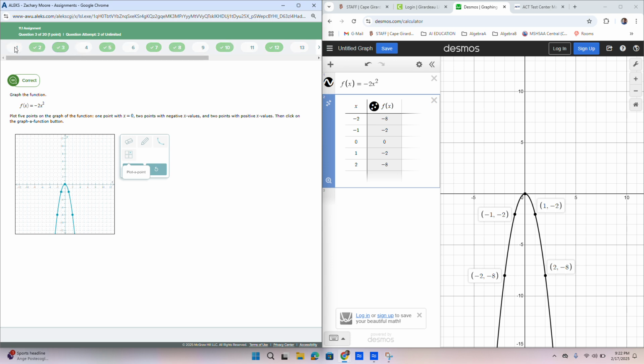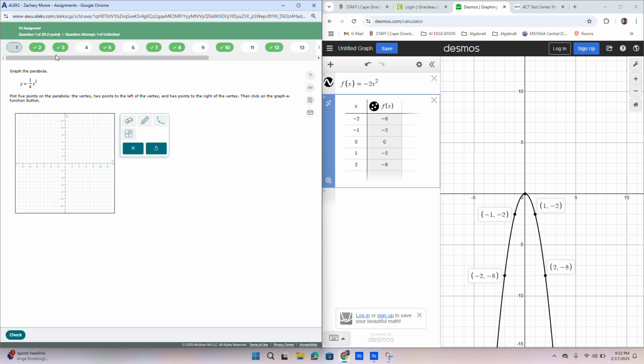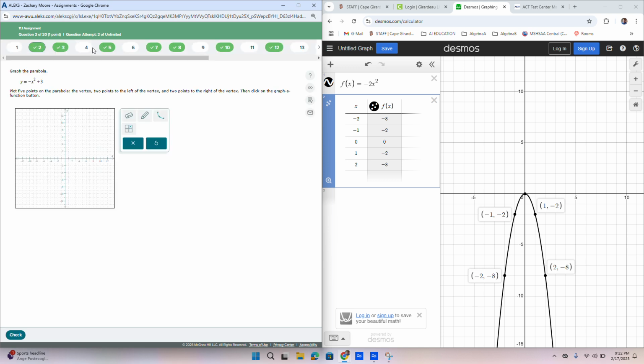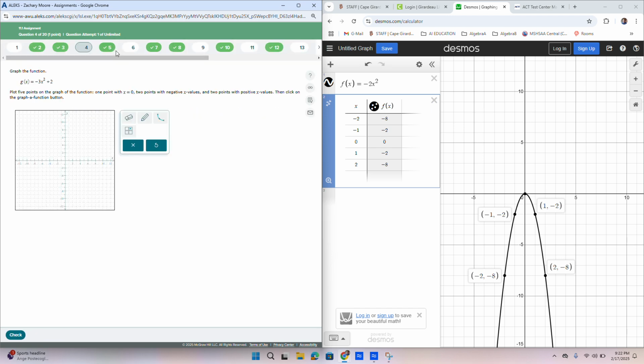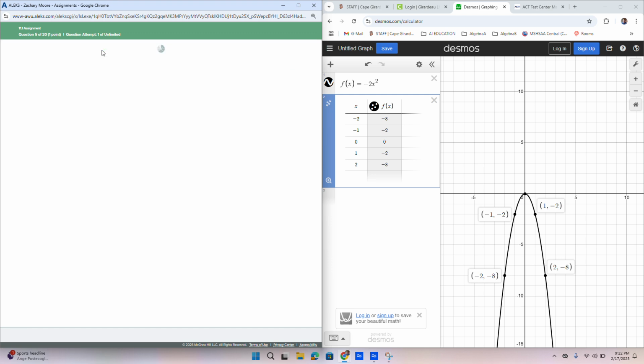And that is how numbers 1, I think, through 5 work. So like, yeah, number 1's like that, number 2's like that, 3, which is the one I just did, is like that. 4 is like that as well. You're just typing this in and you're graphing it. Let's look at 5.